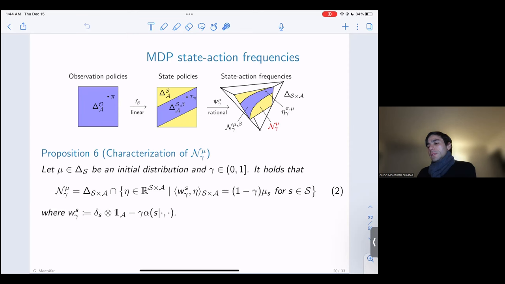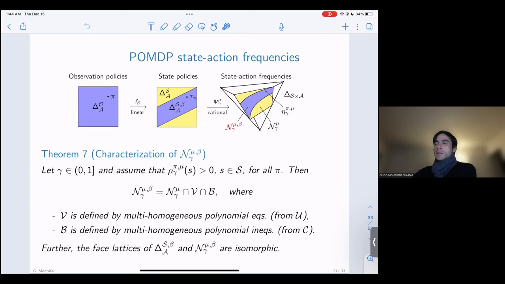Next step is to look at the blue part. And in order to do that, what we did was to investigate how linear spaces in the space of state policies map to subsets in the space of state action frequencies. And that gave us this characterization where we have the yellow set intersected with these two other objects that correspond to the linear equality constraints over here and to the linear inequality constraints. So now the constraints are given by polynomials, and they are multi-homogeneous polynomials that come from the equations and from the inequalities. And moreover, we have this correspondence between the face lattices of these two sets, which actually also correspond to the face lattice of the initial policy polytope, if we assume that this observation matrix has linearly independent columns.